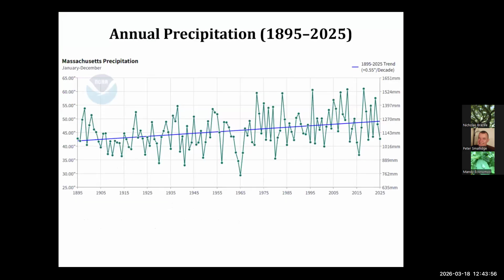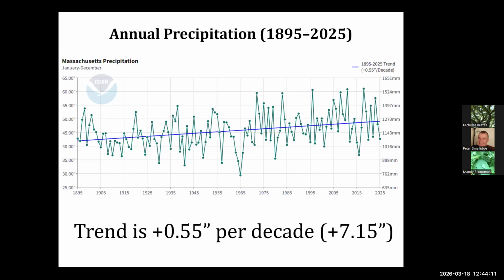Thankfully, we're getting more precipitation here in the Northeast. So it's getting hotter, but it's also getting wetter. And this is average annual precipitation in Massachusetts, January through December. Again, we see tremendous year-to-year variability, but the trend is over a half inch per decade. So we've taken on more than 7 inches of rain since 1895. That is incredible. I mean, none of our months in Massachusetts do we average 7 inches of rain. So we're averaging now over a month's additional precipitation since 1895.